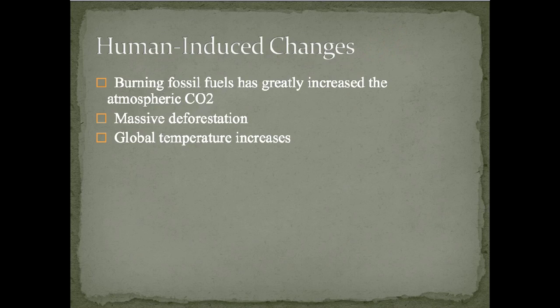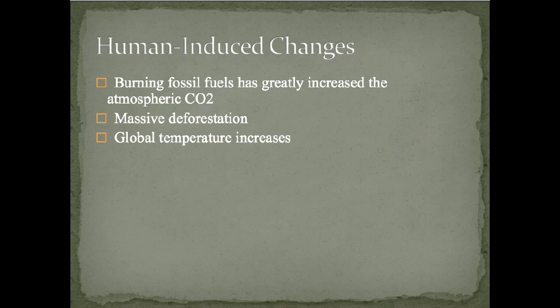Now, changes in the carbon biogeochemical cycle are mainly from burning of fossil fuels, which has greatly increased the amount of carbon dioxide in our atmosphere over the last 150 years. And another problem is massive deforestation.